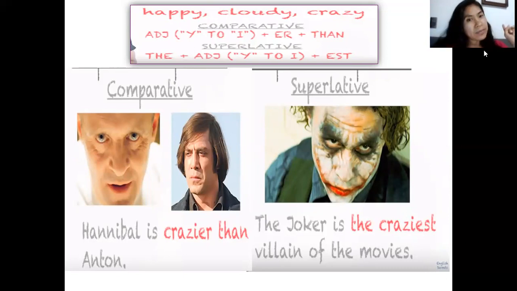Look at the example. First, in comparative, we have the adjective crazy. The example says, Hannibal is crazier than Anton. What happened with the Y? Change to I and add ER. Crazier. But what about the superlative? Now we say the example. The Joker is the craziest villain of the movies. You notice we put the and craziest. This happens with adjectives that end in Y.